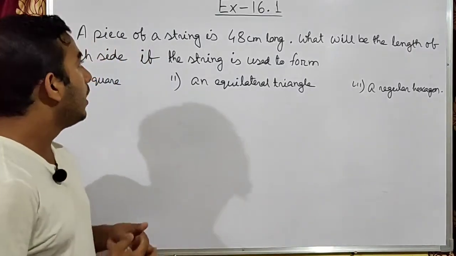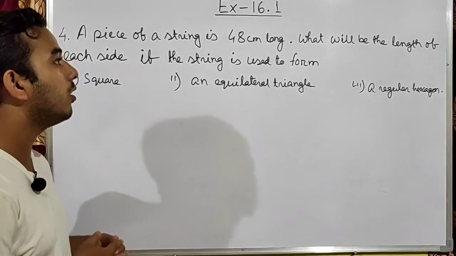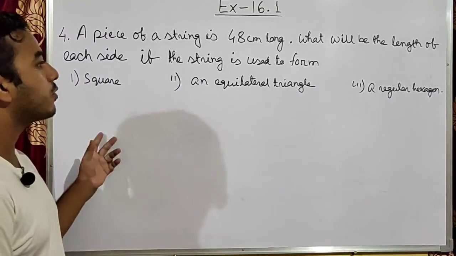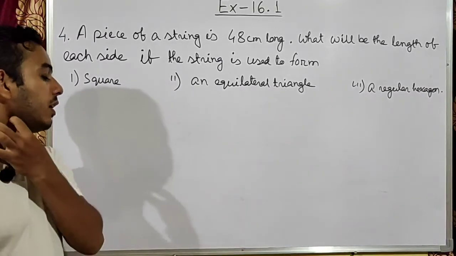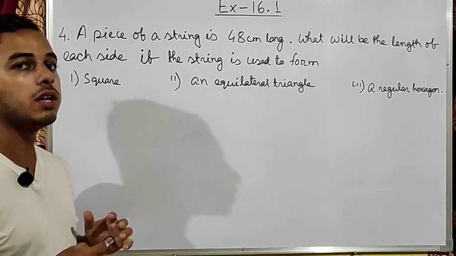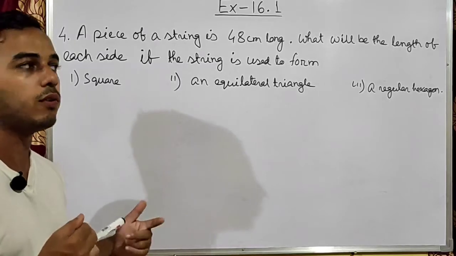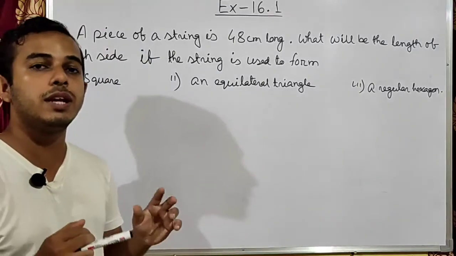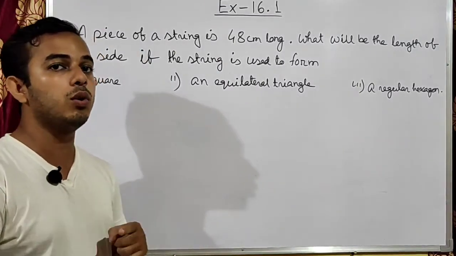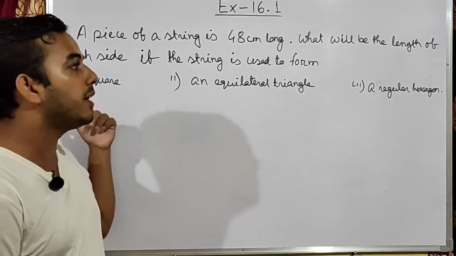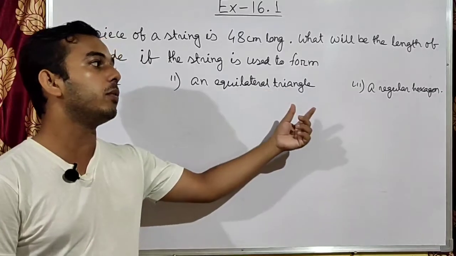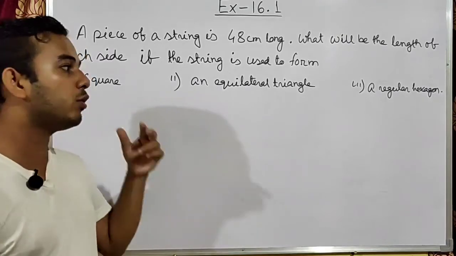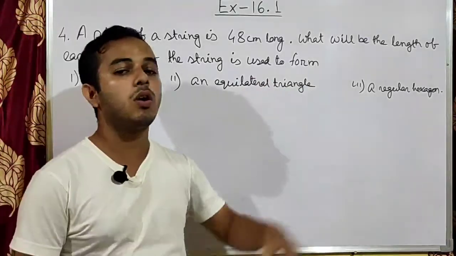The next question is: a piece of string is 48 centimeter long. What will be the length of each side if the string is used to form a square, an equilateral triangle, a regular hexagon? In the question it says we have a piece of string. For example, consider a rope whose length is 48 centimeter. Now using that rope, we make a square, then an equilateral triangle, then a regular hexagon. We have to find the length of each side of the square, equilateral triangle or regular hexagon.